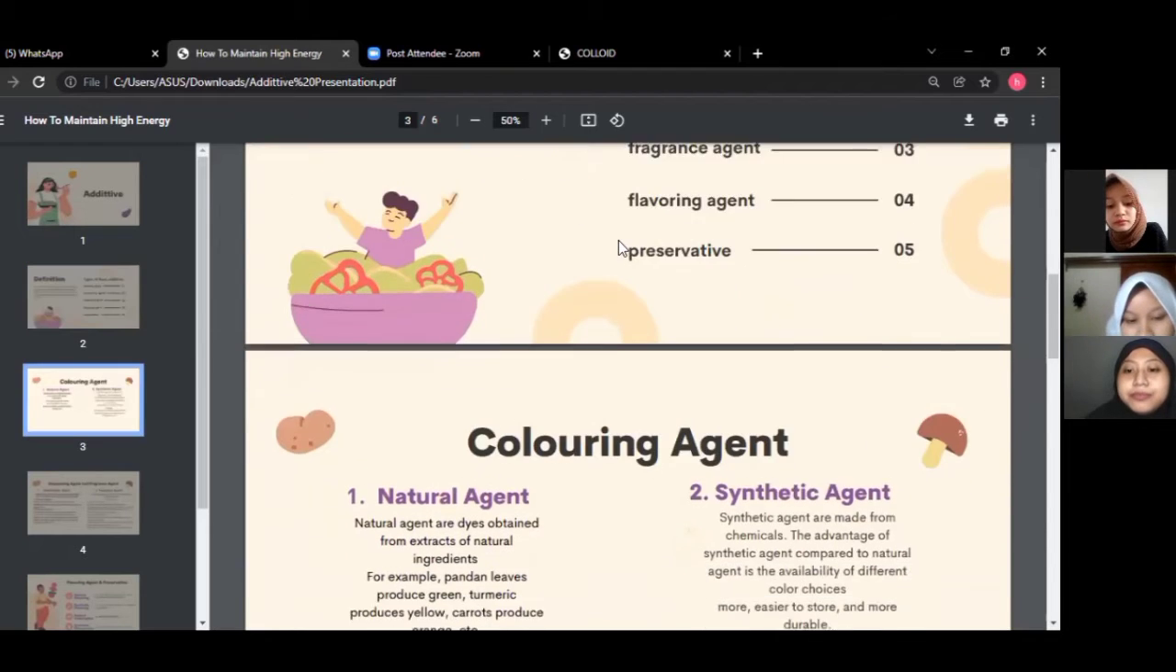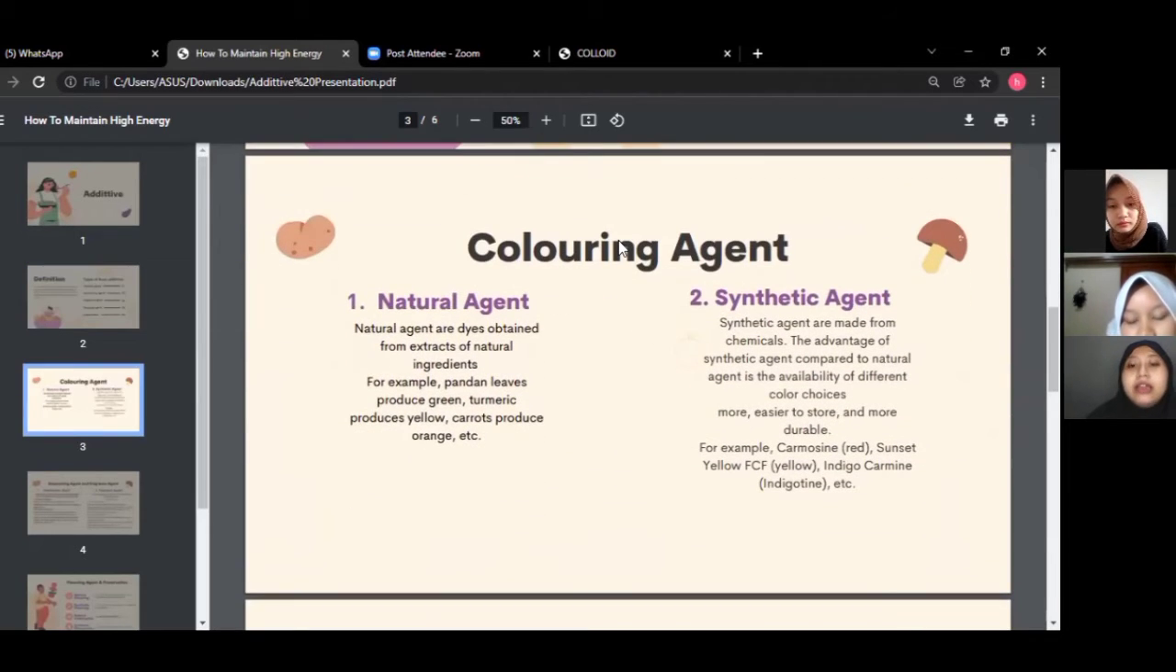So next, okay, now it's coloring agent. Coloring agent is divided into two parts. First is natural agent. What is natural agent? Natural agents are dyes obtained from extracts of natural ingredients, such as pandan leaves produce green color, turmeric produces yellow color, carrots produce orange color, and etc.